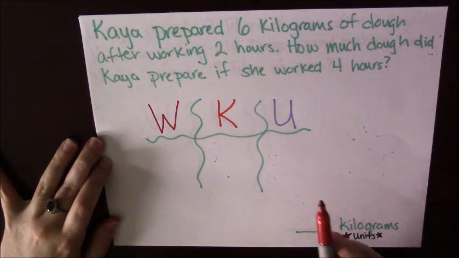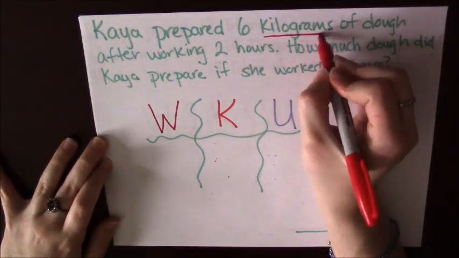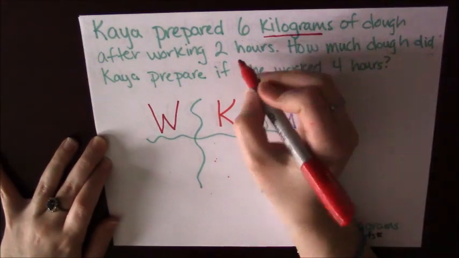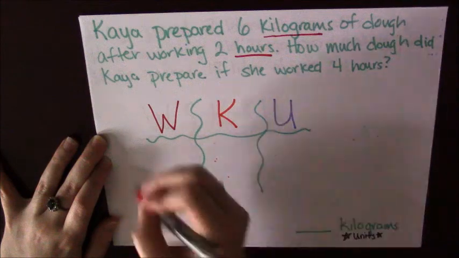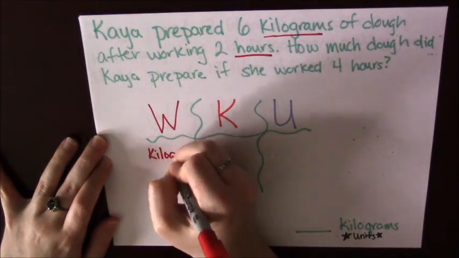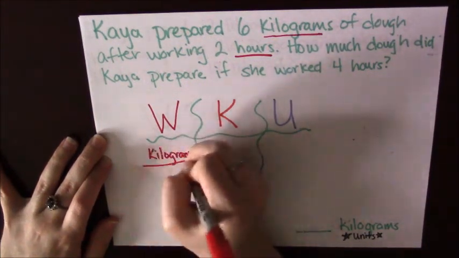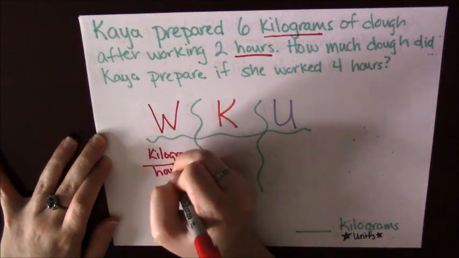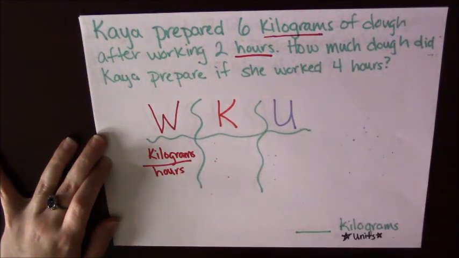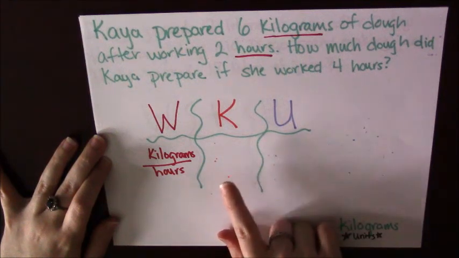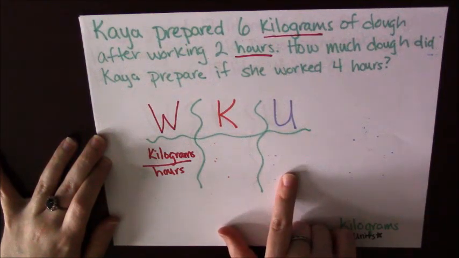I see that Kaya prepared 6 kilograms of dough after working 2 hours. So kilograms over hours. So now I have in words what I'm comparing, so I can keep straight what I'm placing in my K section and my U section.